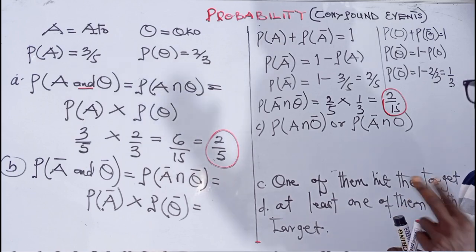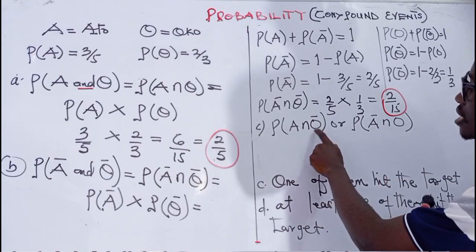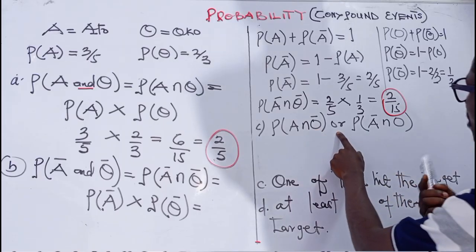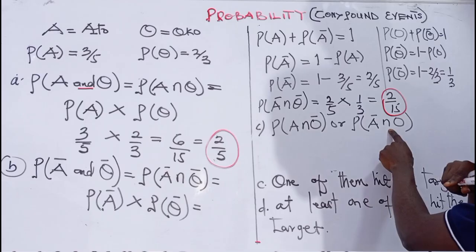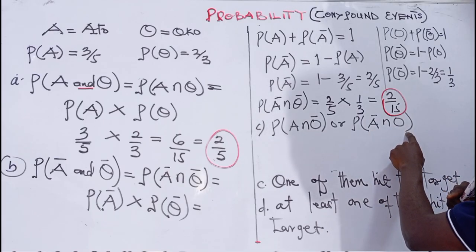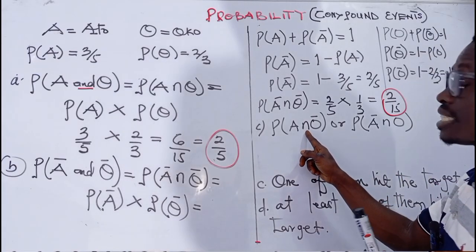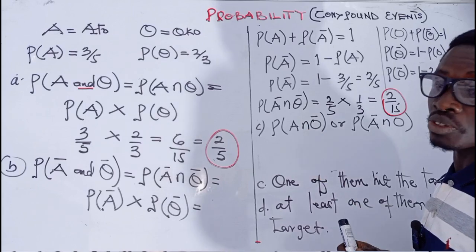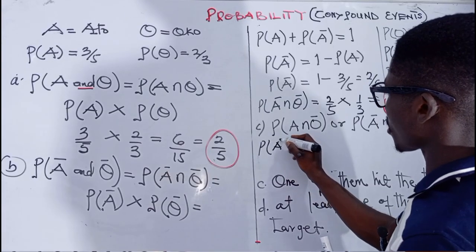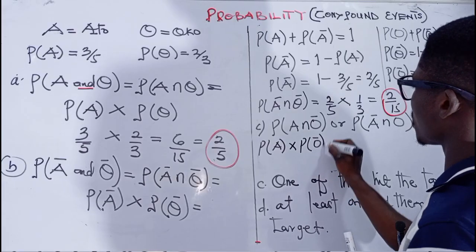So we are having Ato and Oko. It is either that Ato was able to aim and hit the target and Oko missed the target, or it can happen that Ato couldn't hit the target and Oko was able to hit the target. So with this, we are having the intersection, or the "and". We are going to make use of what? The multiplication rule. So we can expand this and write it as the probability that Ato hit the target multiplied by the probability that Oko couldn't hit the target.